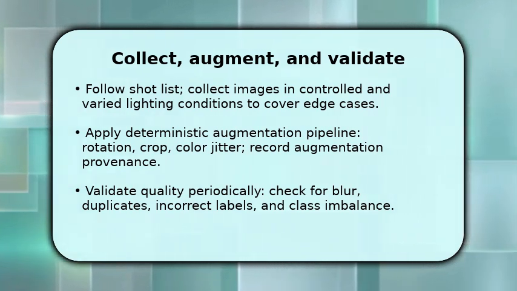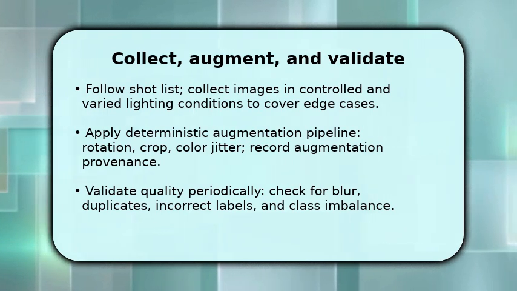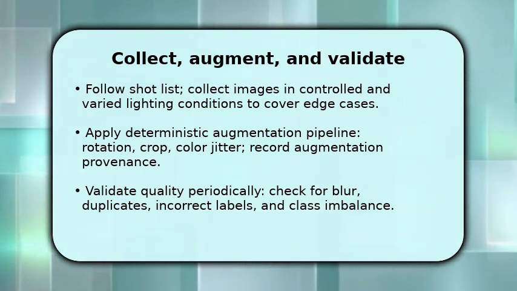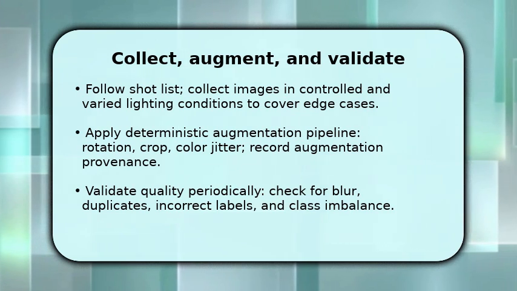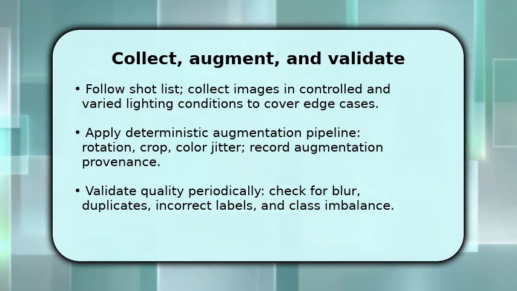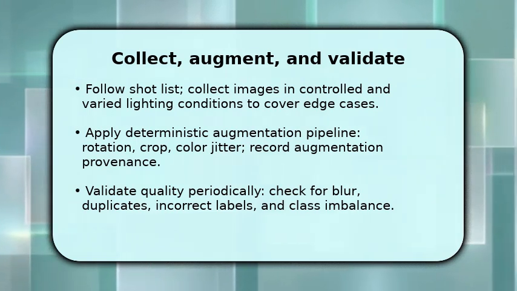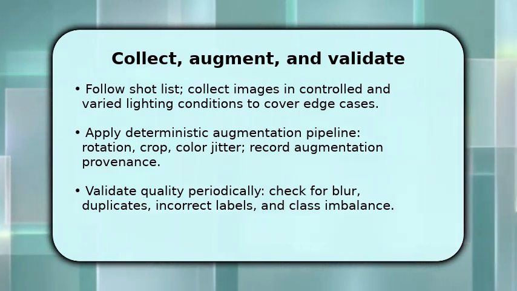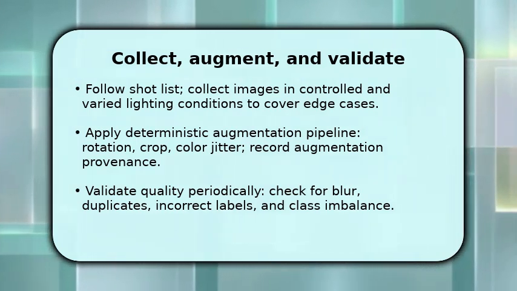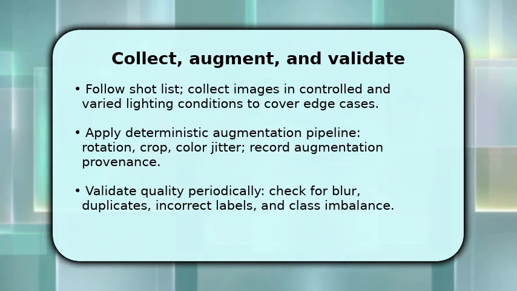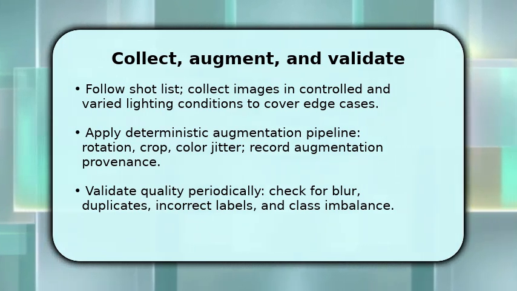Once raw images are in, apply a deterministic augmentation pipeline, rotation, controlled crop, color adjustments, to reach target counts while logging each transform. Periodically validate batches for blur, duplicates, mislabels, and class imbalance, and fix issues before moving on. This prevents wasted effort and ensures the dataset stays clean.